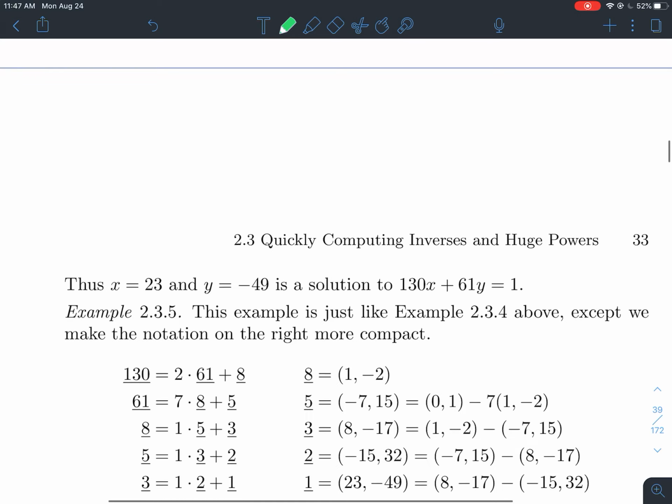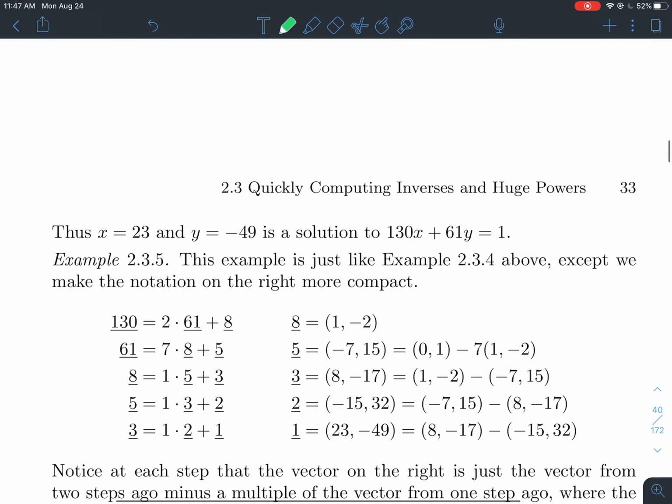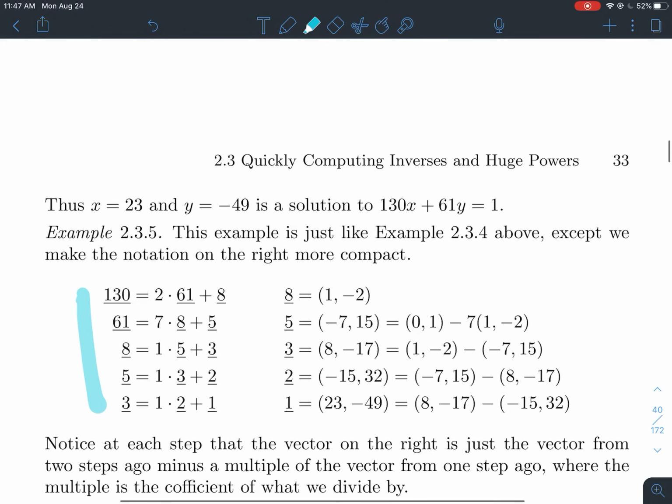Okay. And then there's just another example with some extra notation. This is a little bit cleaner notation. You could use it if you'd like. You don't have to though. But this is the exact same computation as we just did. Again, just the notation on this side is a little bit different.